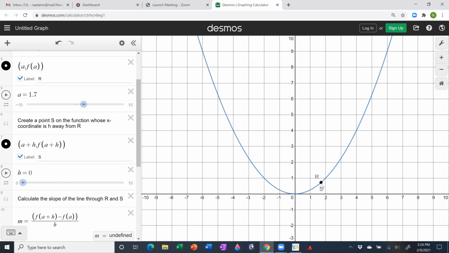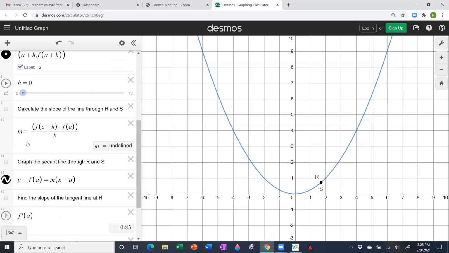Notice that Desmos can't handle this anymore. The line disappeared right there, where r and s are now the same. And look, if I do the slope right here, Desmos says that it's undefined. And yeah, because if I'm putting h as 0, then we're dividing by 0, it's undefined.